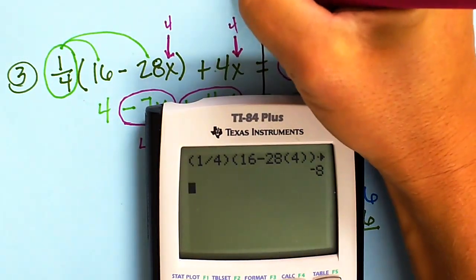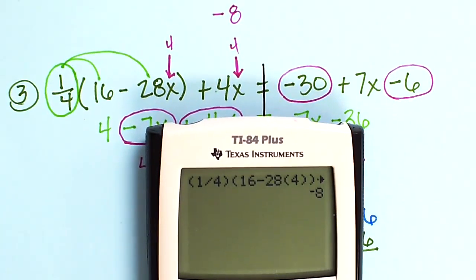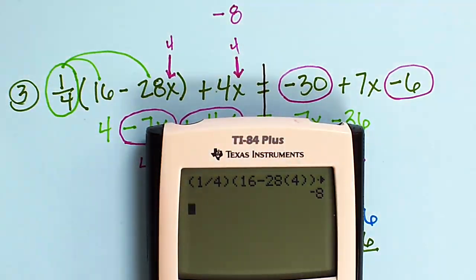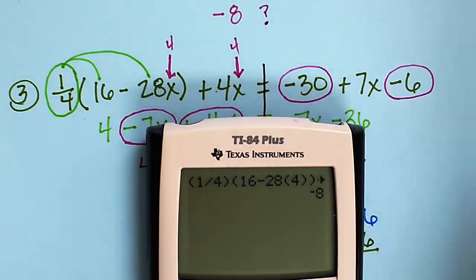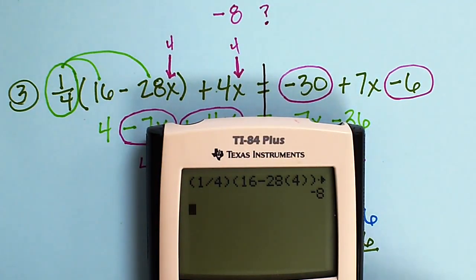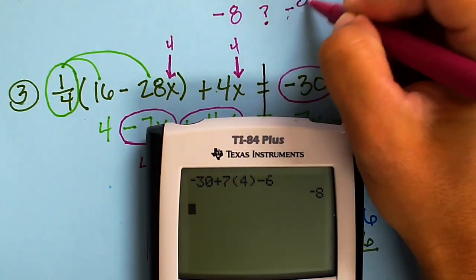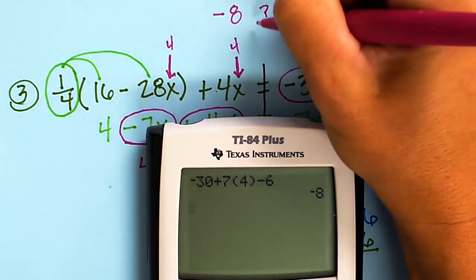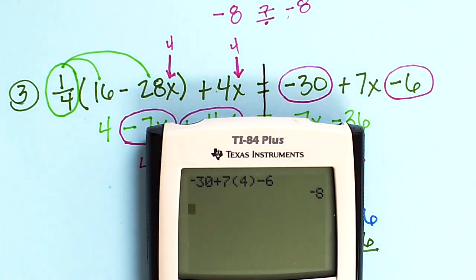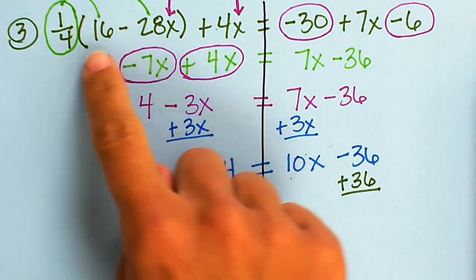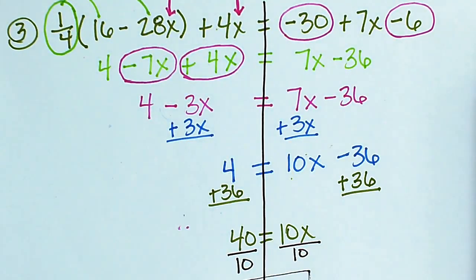And that gave me -8. So on the left-hand side, I got -8. Let me see if that's the same as the right-hand side. So I'm going to come over here, and I got -30 plus 7 times 4 multiplied minus 6. And that gave me -8. Yay, we got it right. So they are equal, and that means 4 is the number that you can plug in for x to make this statement true.